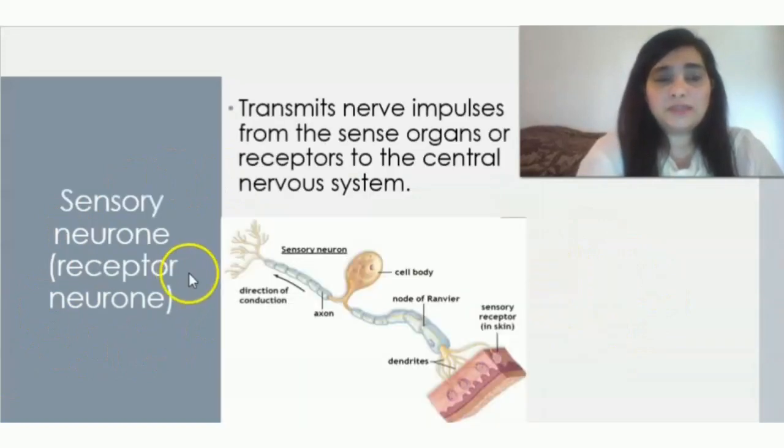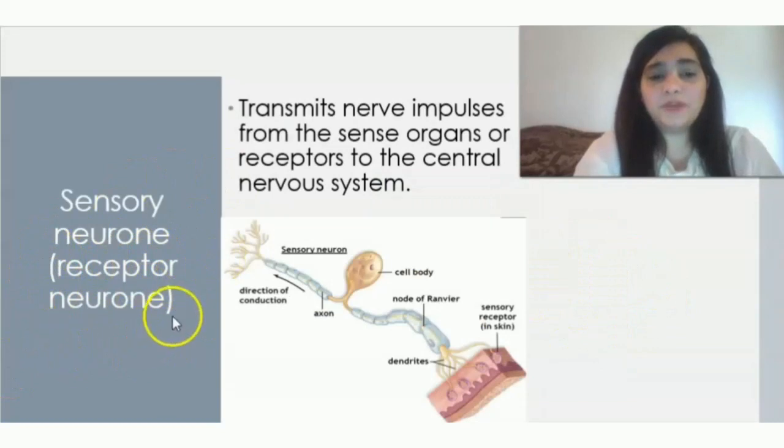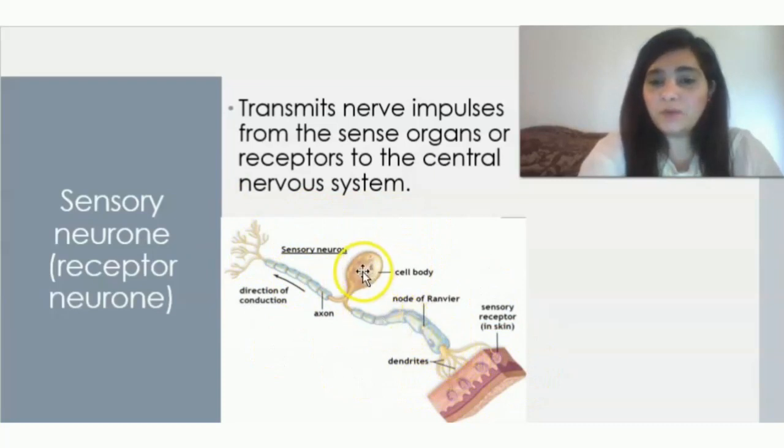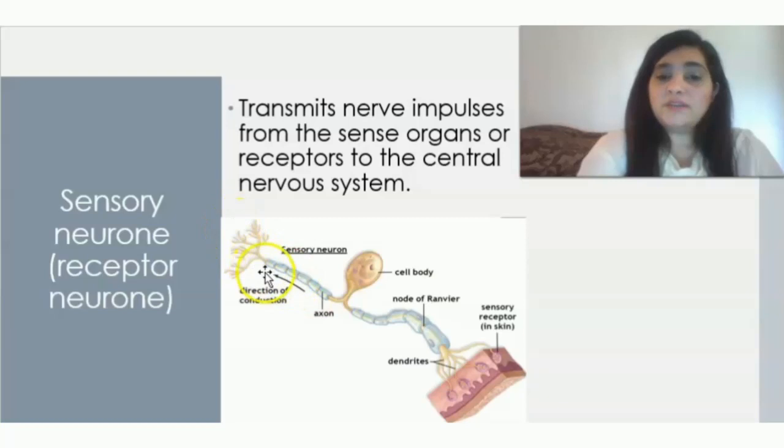So first one, sensory neuron. They are also known as receptor neuron. They receive stimuli. They transmit nerve impulses from the sense organs or receptors to the central nervous system. Sensory neurons carry the information from the sense organs to the central nervous system. So here is a diagram of the sensory neuron. Cell body is shown here. With the help of the dendrites, nerve impulses travel towards the cell body. From the cell body, they will move away with the help of axon and they move towards the central nervous system.